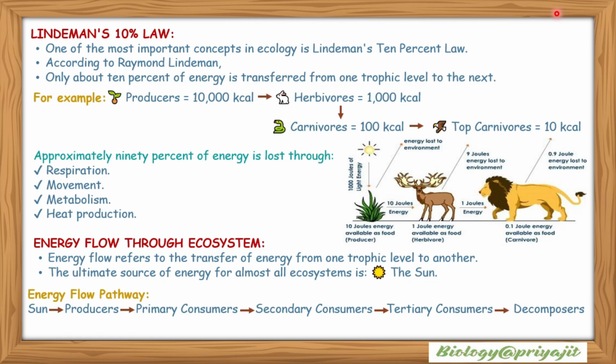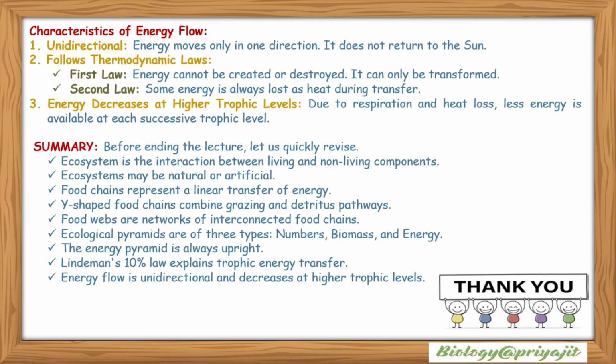So energy flow through ecosystem refers to the transfer of energy from one trophic level to another, and the ultimate source of energy for almost all ecosystems is the sun. So energy flow: sun to producers, then primary consumer to secondary consumer, then tertiary consumer, and then decomposers. Characteristics of energy flow: unidirectional, energy moves only in one direction, it does not return to the sun. Follows thermodynamic laws. First law, energy cannot be created or destroyed, it can only be transformed. Second law, some energy is always lost as heat during transfer. Energy decreases at higher trophic levels due to respiration and heat loss. Less energy is available at each successive trophic level.